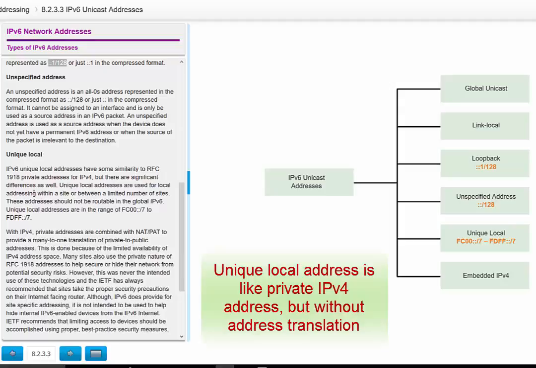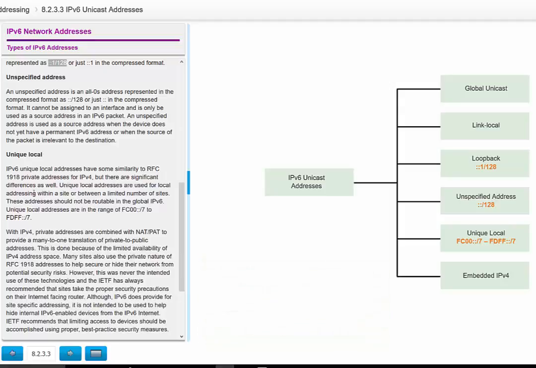It's similar to the private IP addresses, except that unique local addresses don't get translated, like in the case of IP address version 4, where the private IP address gets translated into a public IP address for transmission over the internet. The unique local IP address is actually suppressed, or stopped at the router level, and it does not get routed further.